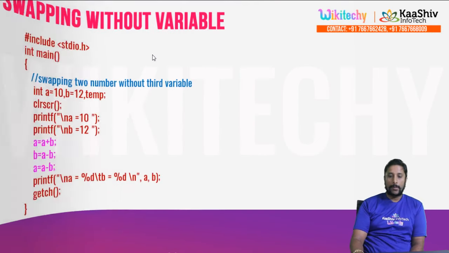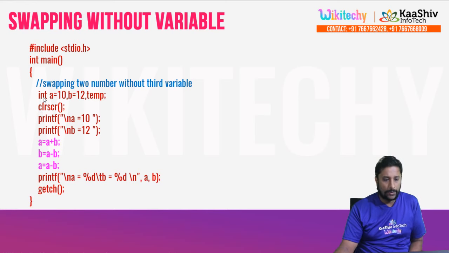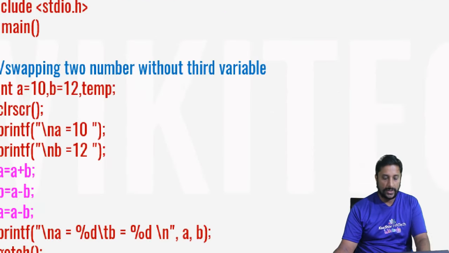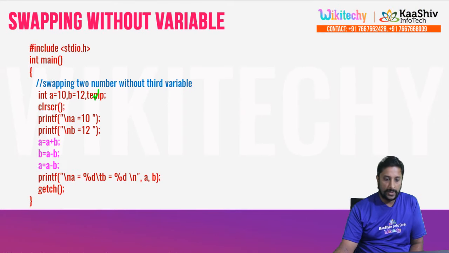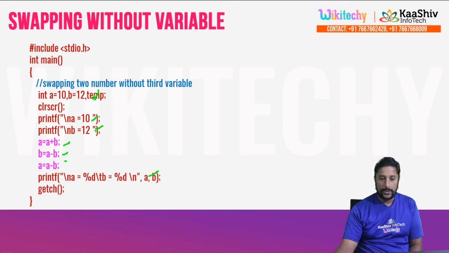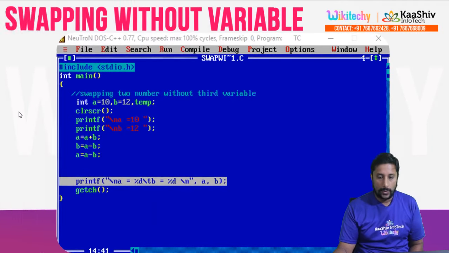So that's the program I am going to show you. A very simple program. a is equal to 10 and b equal to 12. I have a temp variable here, but I didn't use the temp variable. So I'm going to show swapping two numbers without a third variable. So no need of declaration of it in this program. So a is equal to 10 and b is equal to 12. I'm making this logic and trying to print it. The data is swapped. So let's see the program.